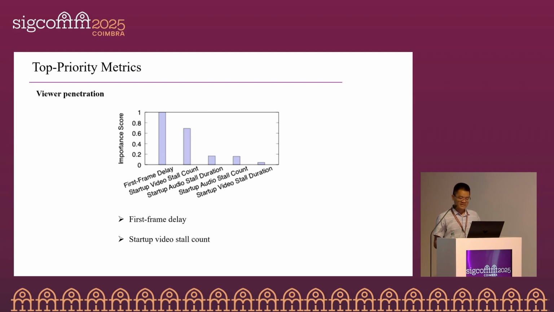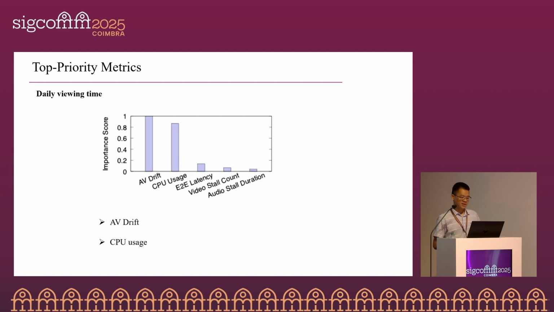We then analyzed the importance of each QoE metric based on the trained models. As you can see here, for view penetration, the most influential metrics are first frame delay and startup video stall count. And for daily viewing time, the most influential metrics were AV drift and CPU usage. Interestingly, some results contradicted conventional wisdom.